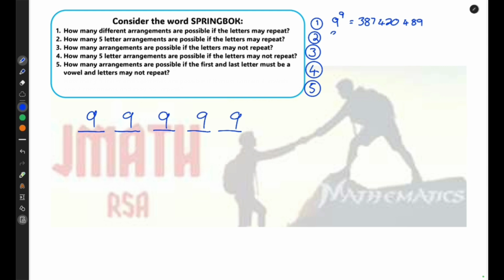So the answer is just 9 to the power 5. And the answer for that is going to be 59,049. Question 3, how many arrangements are possible if the letters may not repeat?